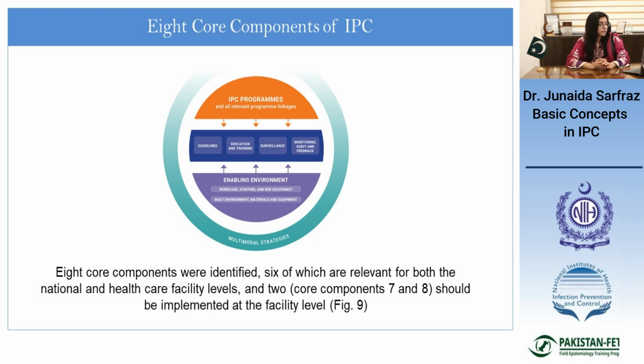And the reason why this diagram makes it easy is because it puts things in perspective. So the way it's done in this diagram is, if you see, there are three sections in the inner circle, and then there's an outer circle as well. Looking first at the orange one, which is the first core component, it is the IPC program and all the relevant program linkages. So that's the first core component of infection prevention and control, that a program should be in place.